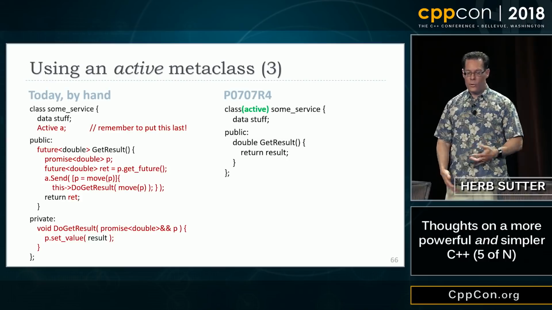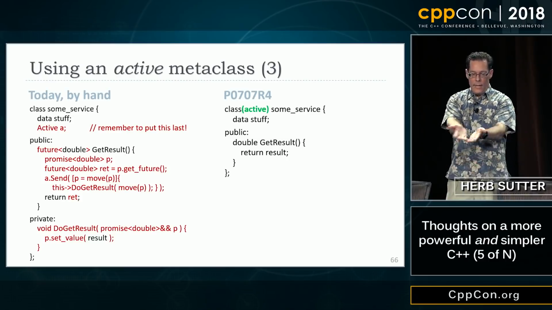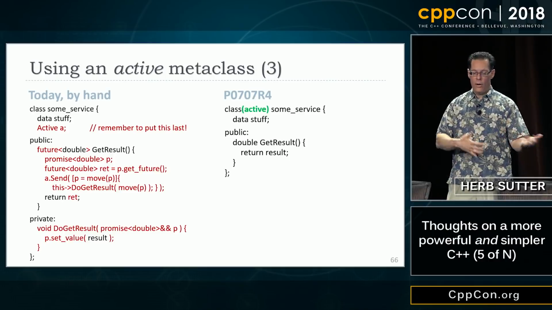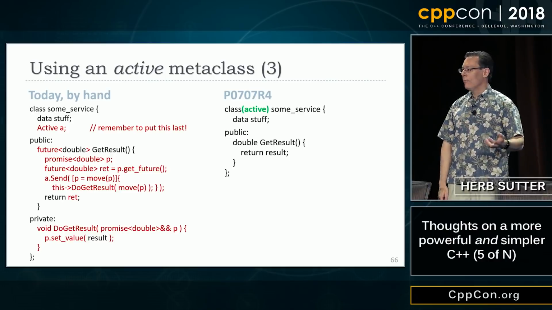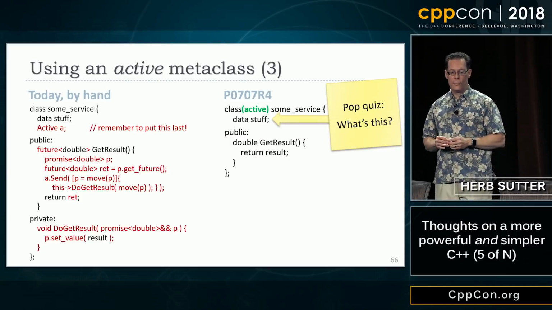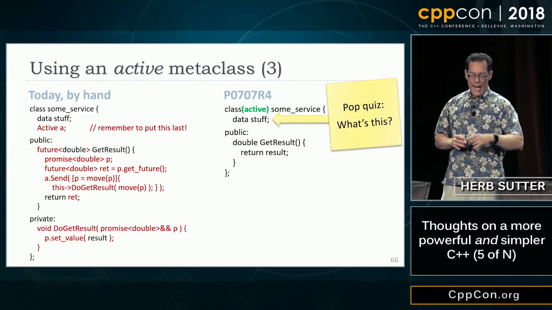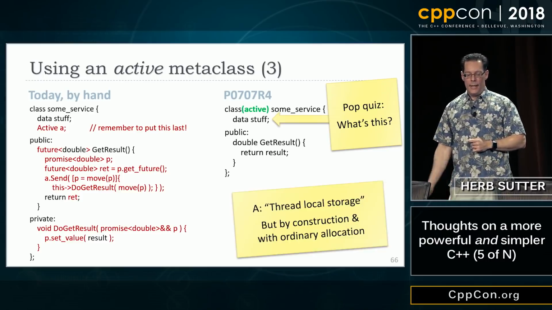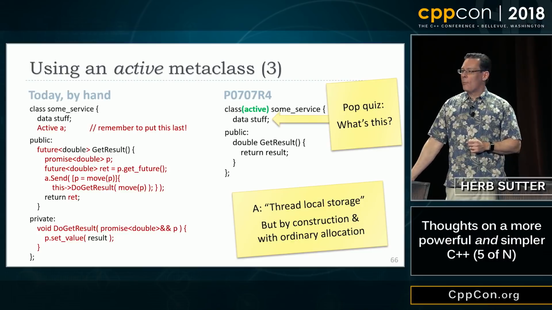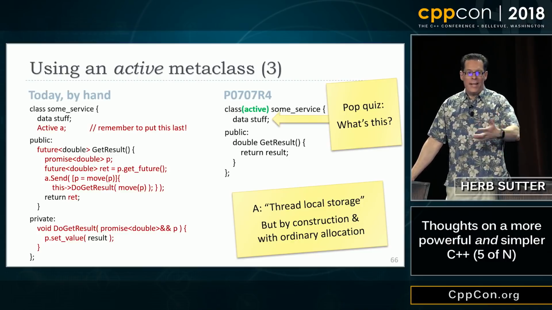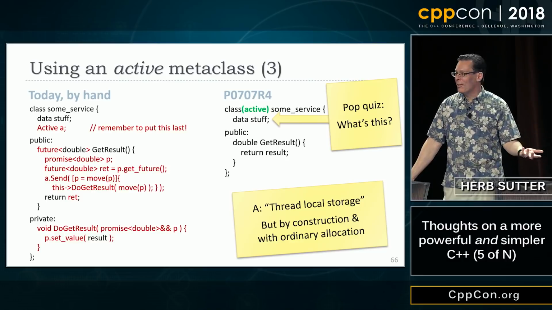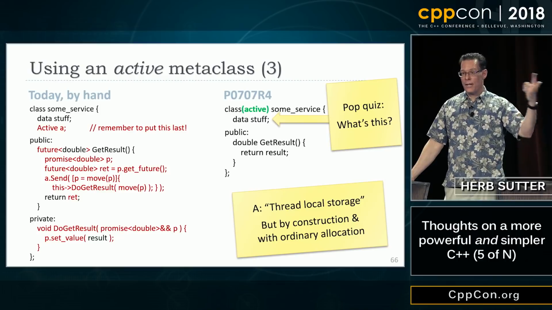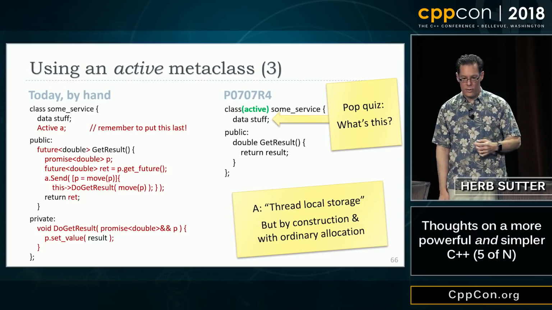With the metaclass I just showed you, you write class active, and that double get result just automatically returns a future. And anybody who calls it auto whatever equals get result gets a future. It's just much cleaner and correct by construction, haha. And by the way, we've been talking about this member data of active types. That's really thread local storage, except with none of the overhead. It's by construction thread local, but it's just normal allocation. I kind of like that. Yeah, joining threads for the win, thread local storage by construction for the win, don't need special language features.